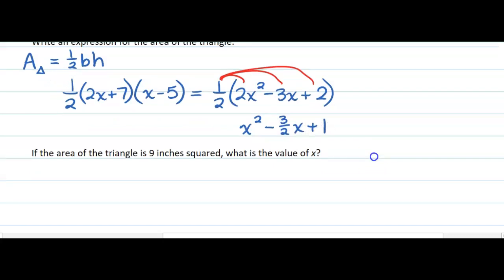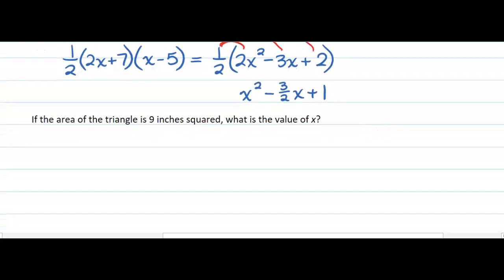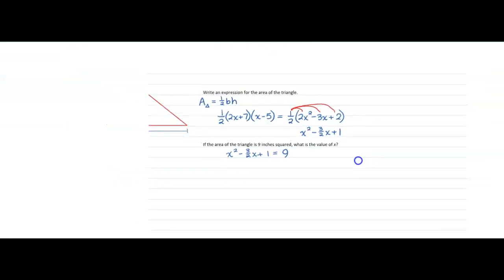Next it says if the area of the triangle is 9 inches squared, what would x equal? So we would need to take this expression, set it equal to 9 and solve. But since we haven't gotten to our unit on solving quadratics, rather than review that at this time, as our video has already exceeded about 20 minutes, we are going to leave off with that for today.